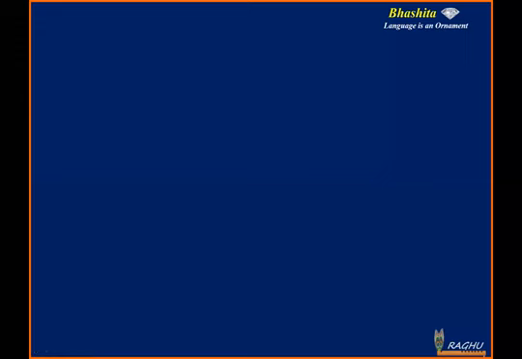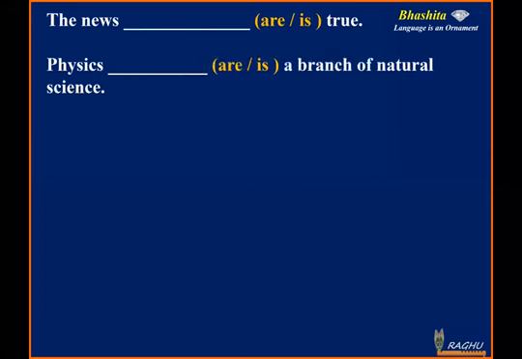Students, let us move on to the next rule now. I have given two sentences on the screen. Let me read out the sentences. The news dash, the given options are is or are true. The second sentence is physics dash, options are is or are a branch of natural science. Students, can you guess what are the right options for the given two sentences here?